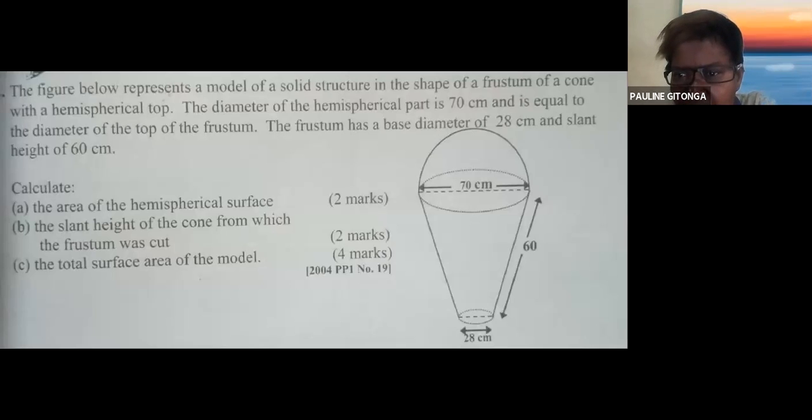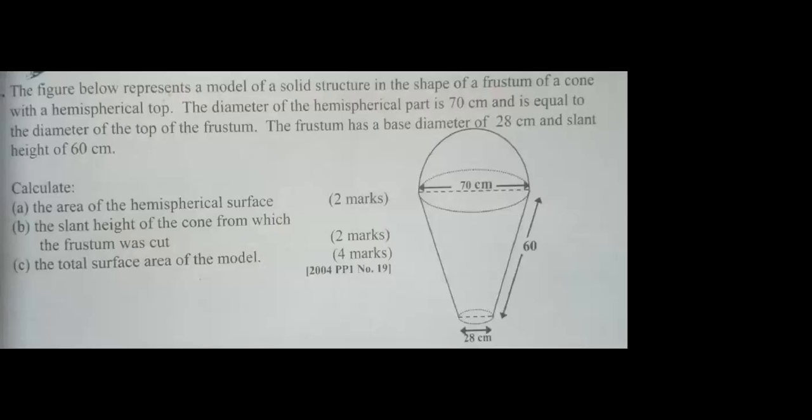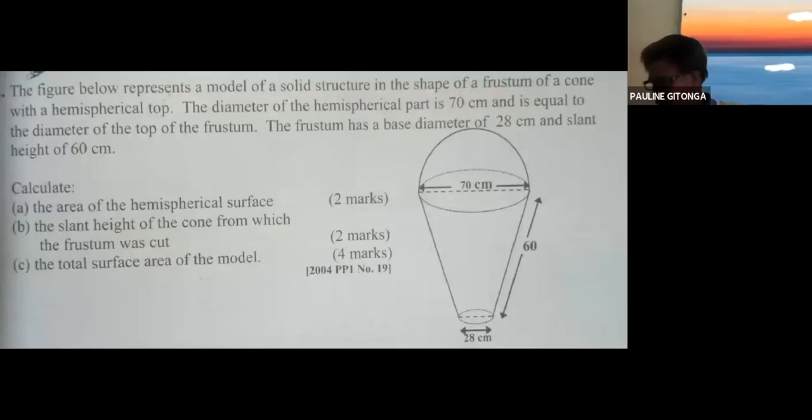Dennis, 462 centimeters squared. Yes, to the whole number it is 462. You can also use 3.142 because the pi is not given. If you are not given any pi, you can use 22/7 or 3.142.